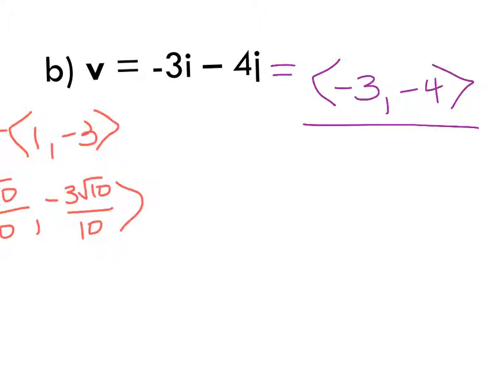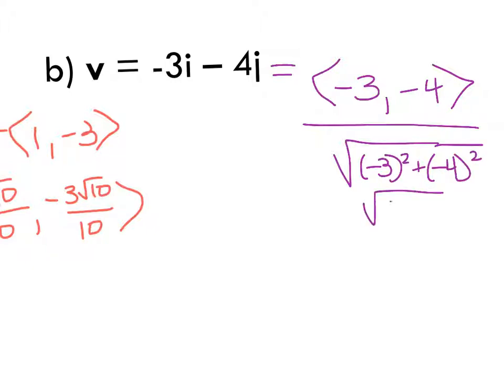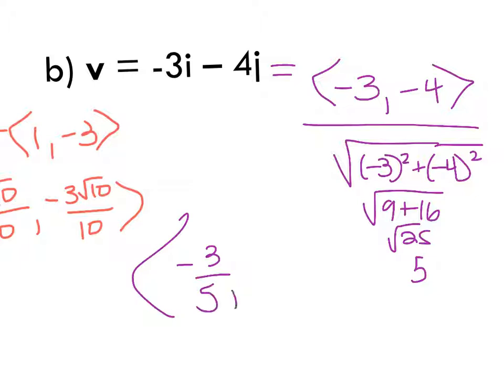I would put this over the square root of negative 3 squared plus negative 4 squared. Square root of 9 plus 16 is the square root of 25, and the square root of 25 is 5. So this would be negative 3 over 5 and negative 4 over 5. This time I didn't need to rationalize.